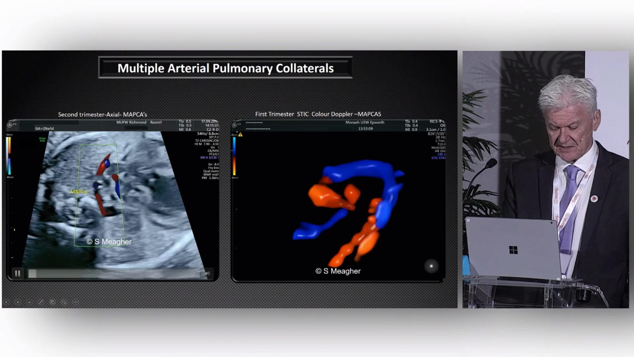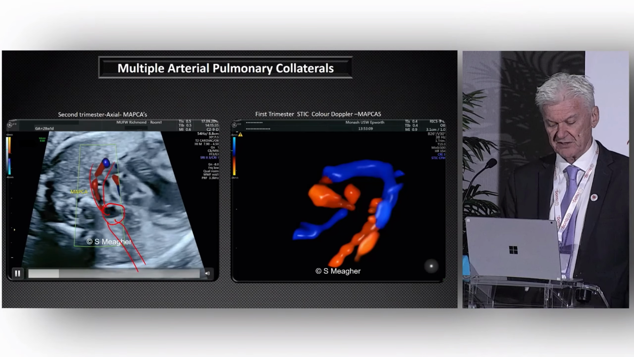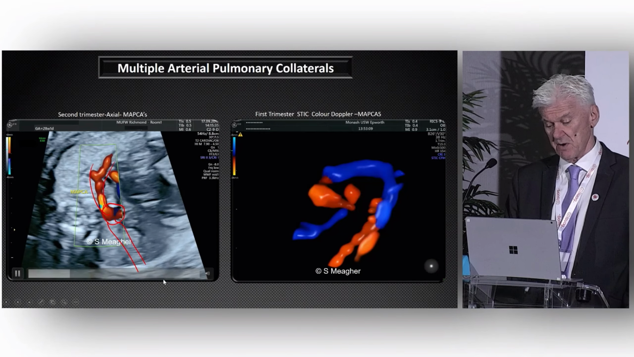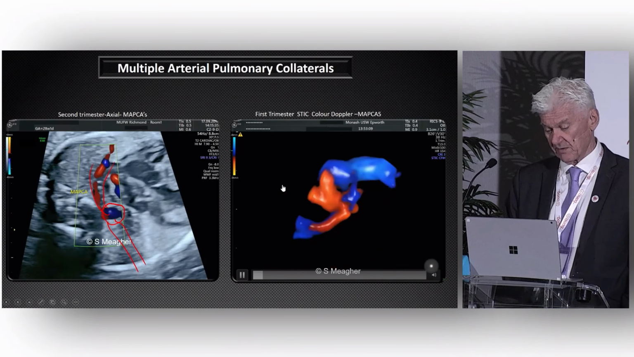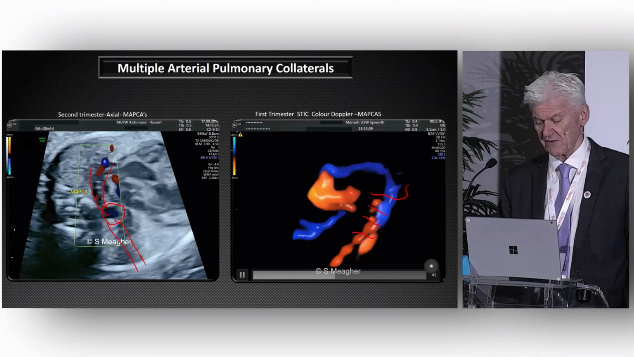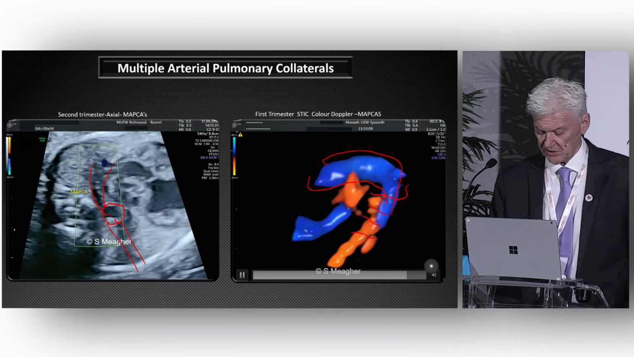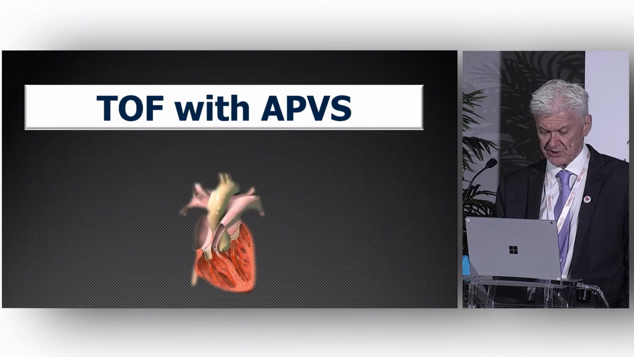And how you identify these is you go to a four-chamber view of the heart, and you look for the collaterals coming directly off the descending aorta. Collaterals can come off many different vessels. I mentioned also the subclavian. And then this is a first trimester case where you see the collaterals coming off the descending aorta with that big trumpet-like dilatation of the aorta, which you get in fellows with pulmonary atresia.